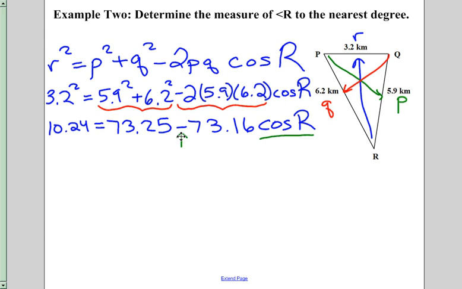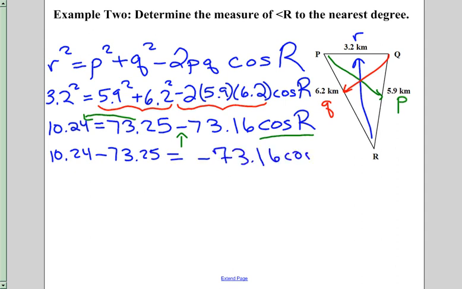So instead, we'll have to move this over to join with the other. It'll be 10.24 minus 73.25 equals negative 73.16 cosine r, still on the right side of the equation. And subtracting it, negative 63.01.